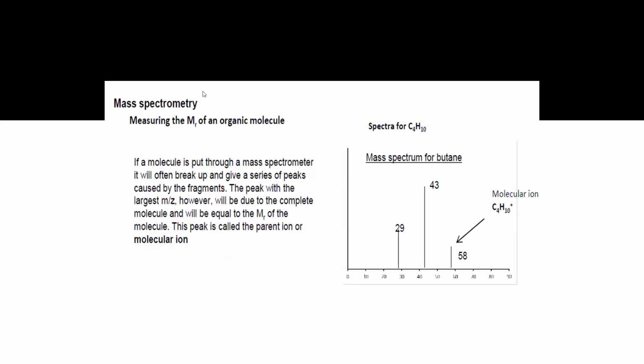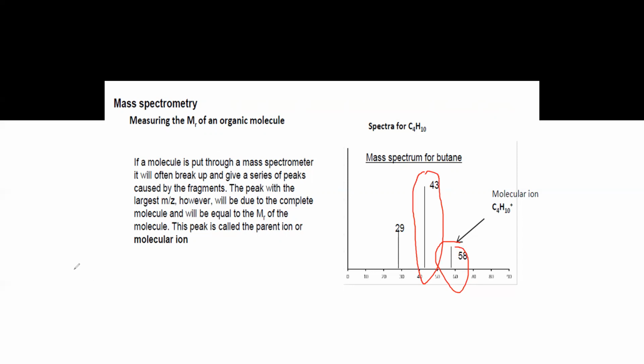The mass spectrometer is used to find the relative molecular mass of a compound. Basically, what are the stages involved? First, we vaporize the sample, then ionize, then accelerate and deflect, and detection is done. The highest mass to charge ratio peak is known as the molecular ion peak, and the one with the highest intensity is known as the base peak.